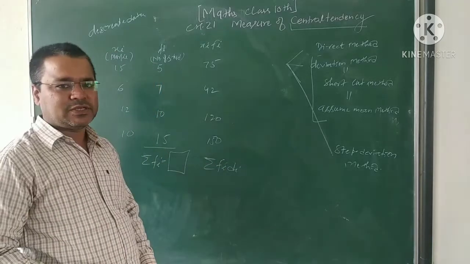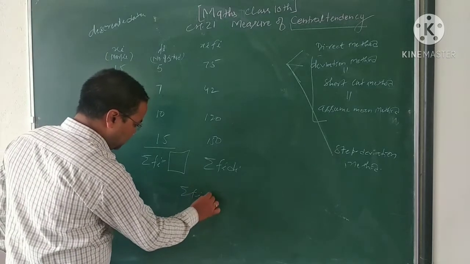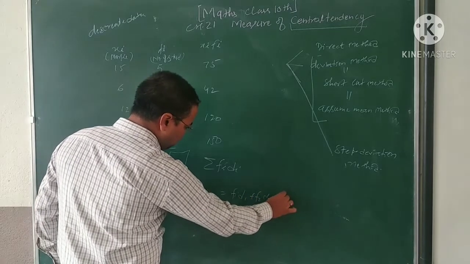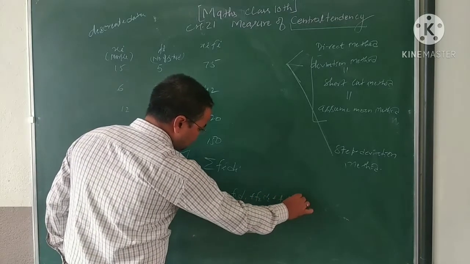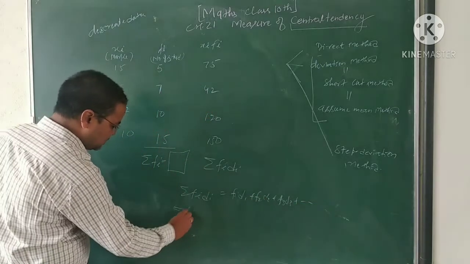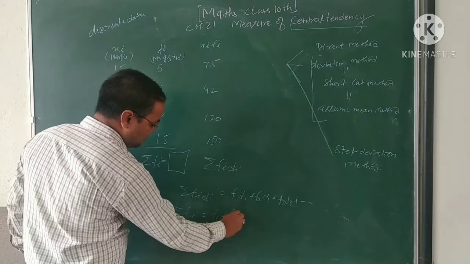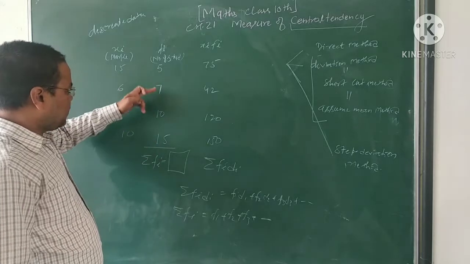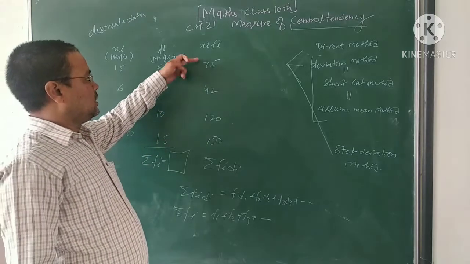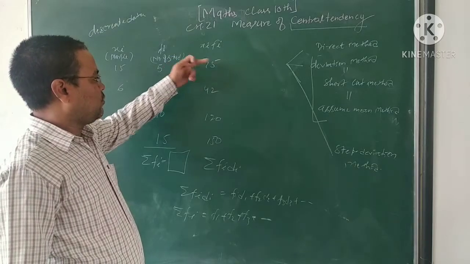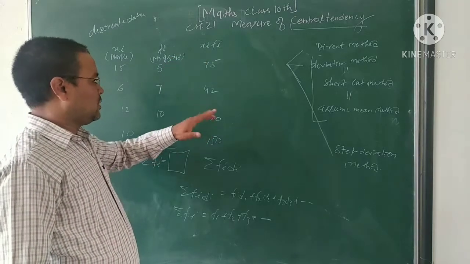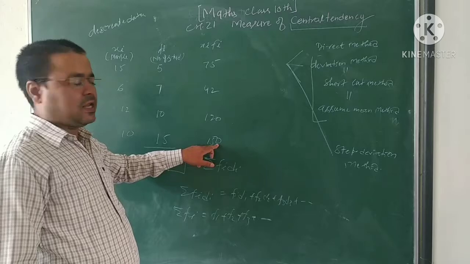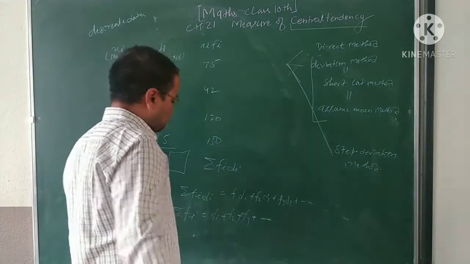Sigma is used for summation. Here sigma fi di means f1 d1 plus f2 d2 plus f3 d3 like that. Sigma fi means f1 plus f2 plus f3 up to that. Therefore sigma fi means f1, f2, f3, f4. Here this is sigma x1 f1, x2 f2, x3 f3 and x4 f4 like that. And we will find its sum.